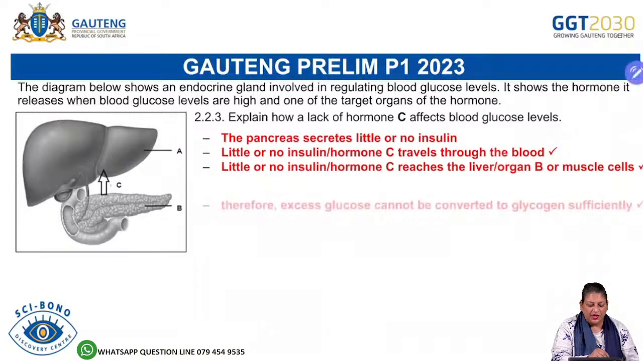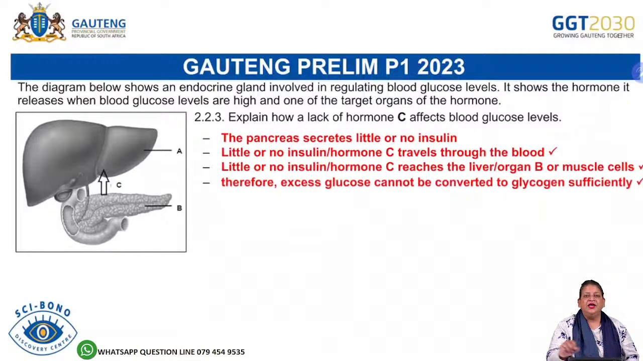And that is where we will stop now. We've covered endocrine and homeostasis, nervous system, male reproductive system, reproductive strategies. So all the difficult questions were actually covered in this paper.